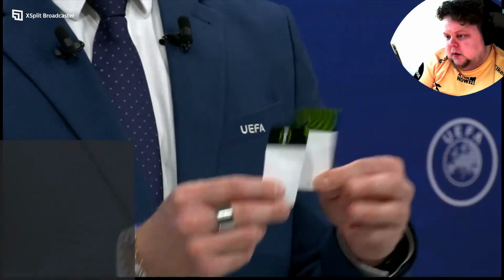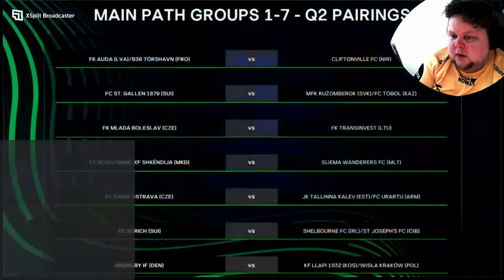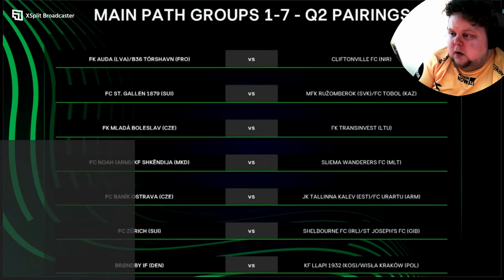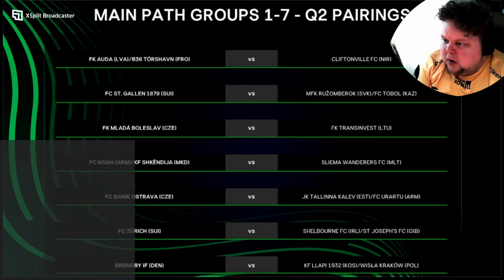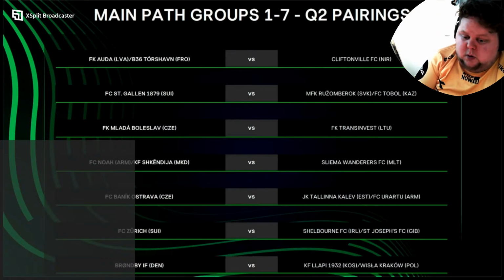So 5 versus 10, and which leads to FK Auda from Latvia or B36 Toshavan from Faroe Island playing against Cliftonville FC from Northern Ireland. FC St. Gallen 1879 from Switzerland will play against MFK Rusemberok from Slovakia or FC Tobol from Kazakhstan. FK Mlada Boleslav from Czechia will play against FK Transinvest from Lithuania.